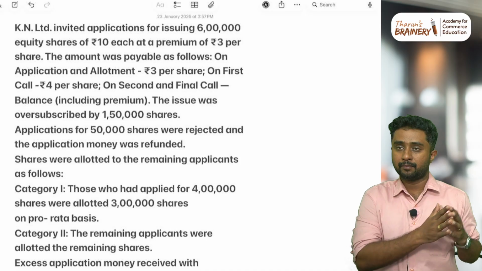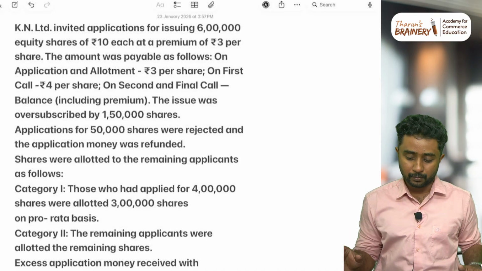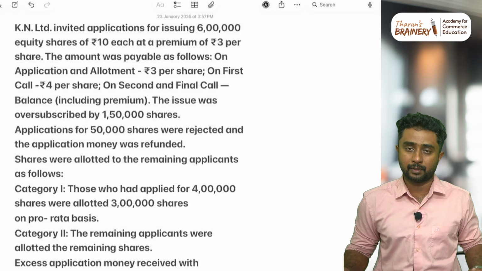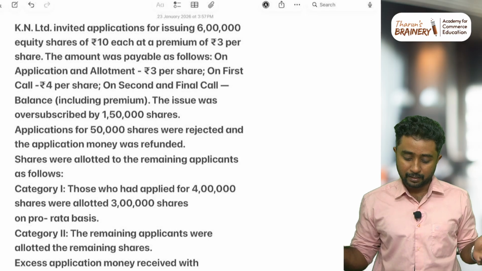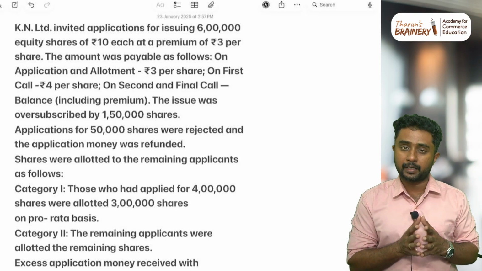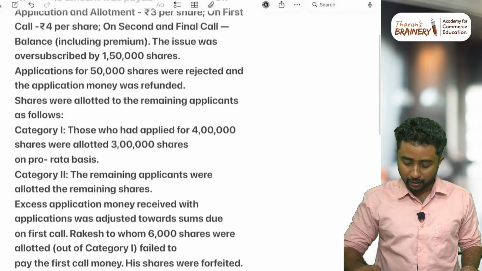Usually application will be given separately, allotment will be given separately. Here application and allotment are given together. If application is given separately, we call it application money; if allotment is given separately, we call it allotment money. Here application and allotment are used together, which means for application and allotment they are collecting only 3 rupees. Now we need to check what the split up is.